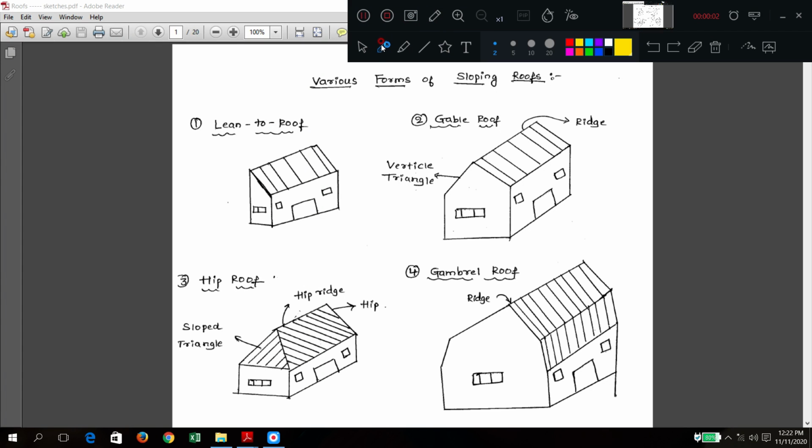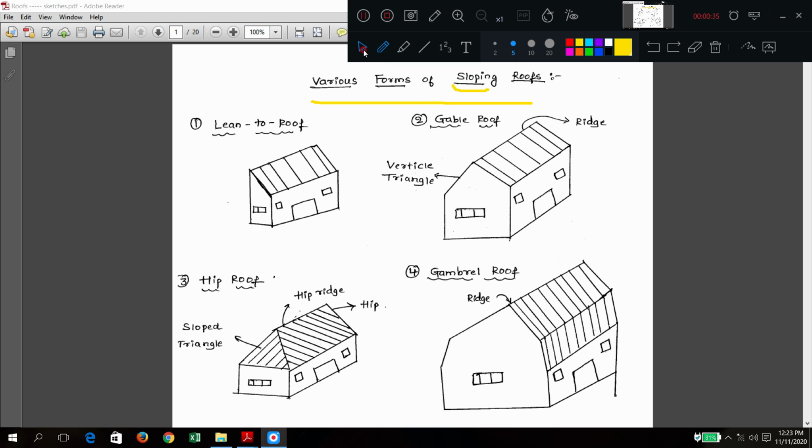Good morning, friends. In the previous class, we completed up to this portion: various forms of the sloping roof. There are three types of roofs: one is pitched or sloping, second is flat, third is curved. We started with the discussion on the pitched roof or sloping roof. In each diagram, you can see there is a slope on one side, two sides, or four sides, or even in a single slope you have breaks like this.